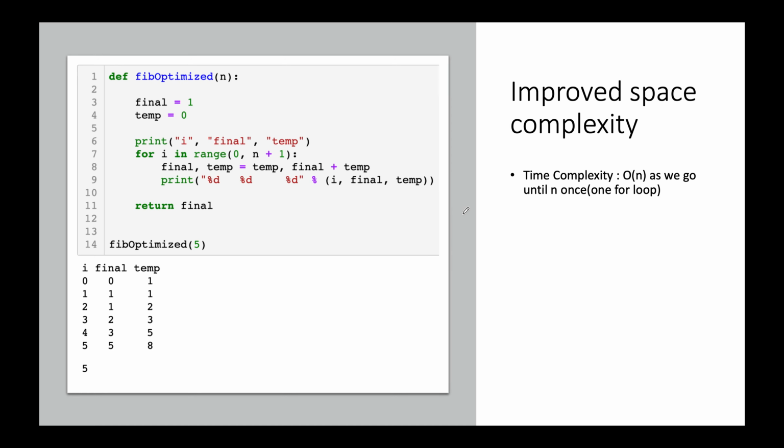The time complexity of this algorithm is O of n because we have to go until n. We have one for loop. Space complexity is improved. So you can see how we went from exponential time complexity to linear time complexity and how we improvised on space complexity as well.